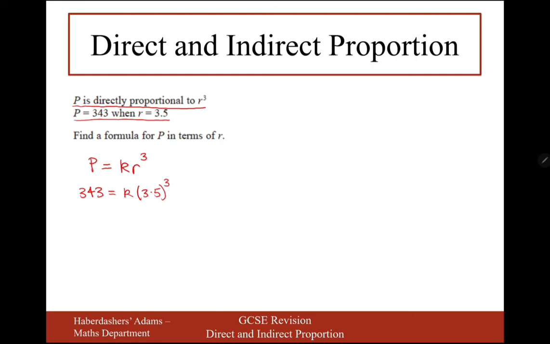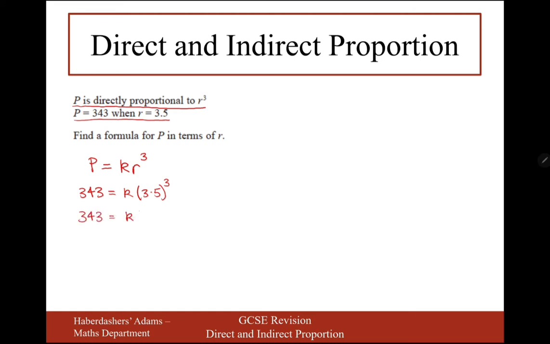3.5. So what I'm now going to do is work out what the scale factor is. The first thing I'm going to do is cube 3.5 on the right hand side. 3.5 cubed is 42.875.